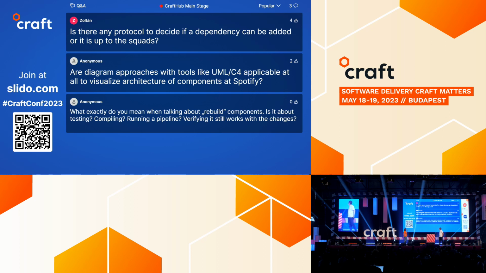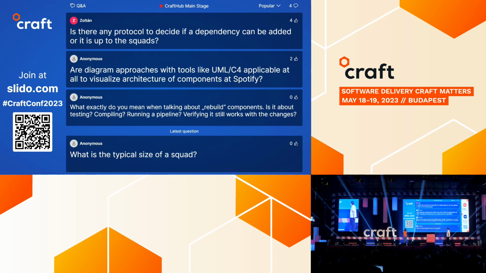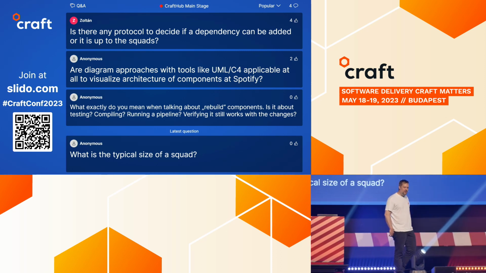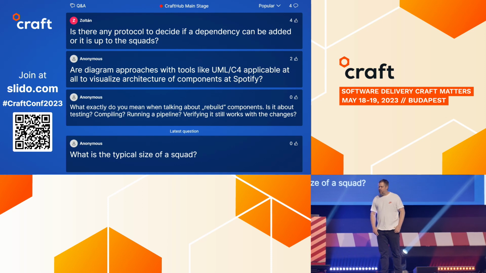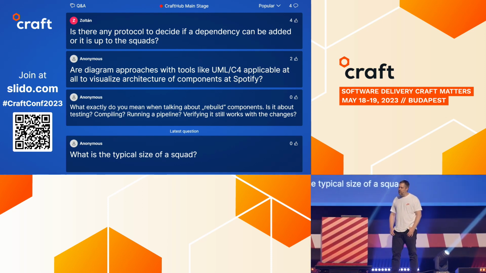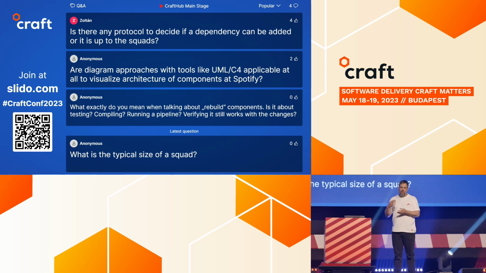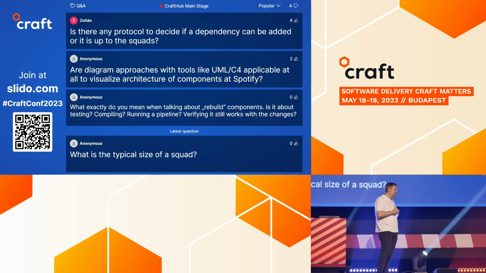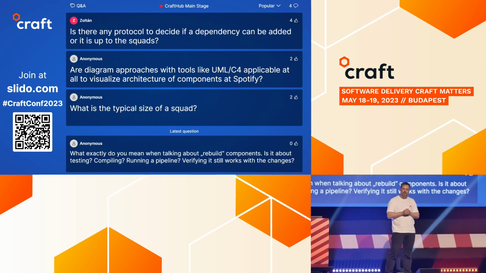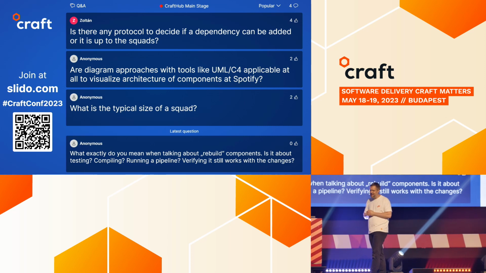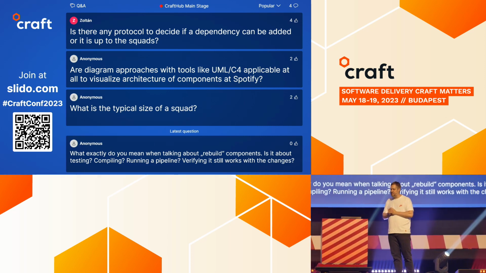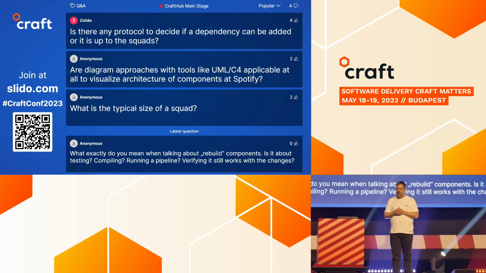Good job, Anonymous. Zoltan is here. Is there any protocol to decide if a dependency can be added, or is it up to the squads? It is largely up to the squads. And I'm going to say that that's not just a good thing. We probably want to add a little bit more rigor to how we take on new dependencies and what dependencies we take on. But today it's, I don't know what a positive word would be, but it's autonomous maybe, it's a good word. Chaotic would be a different word. It's both of those.